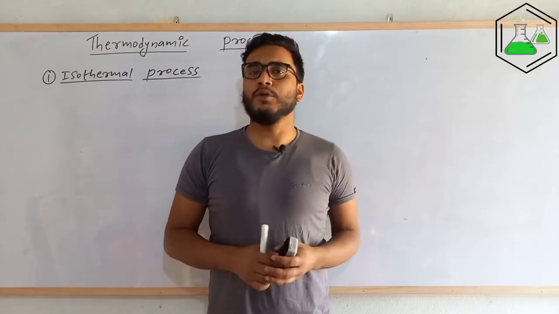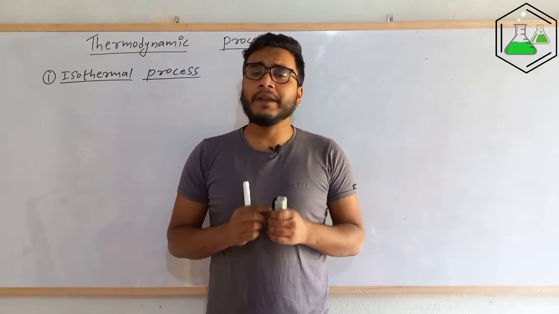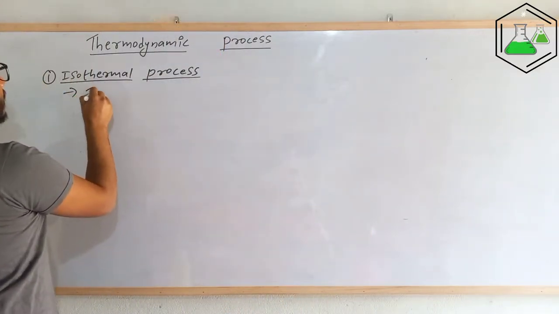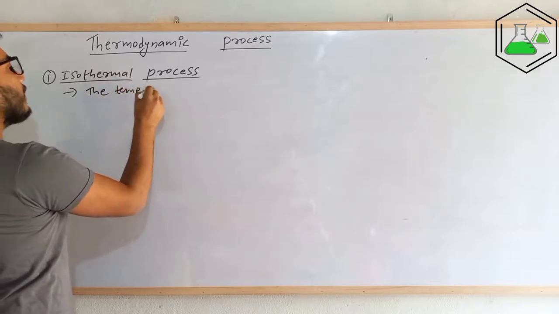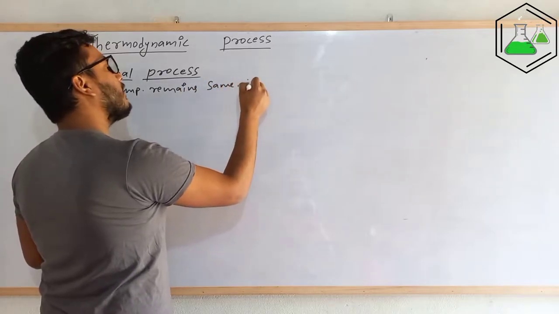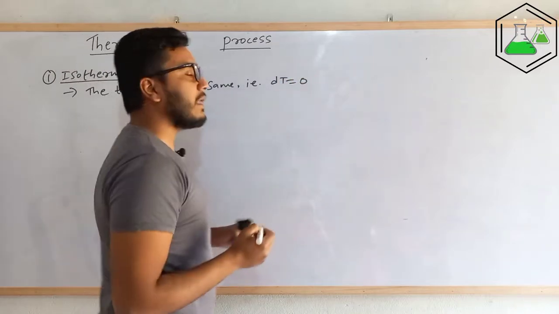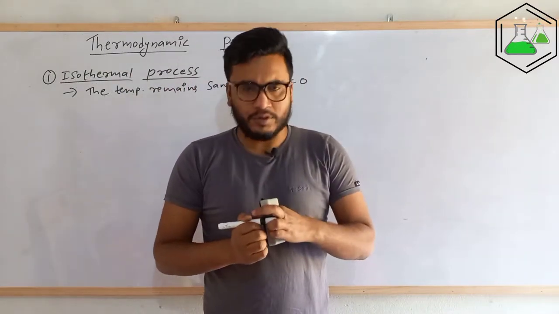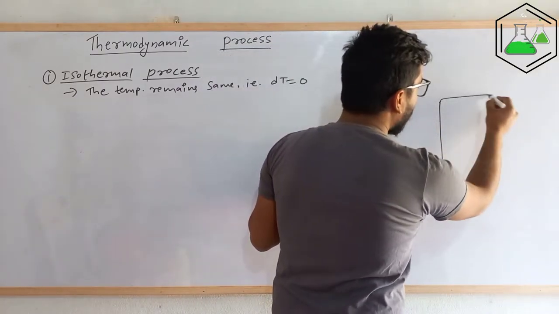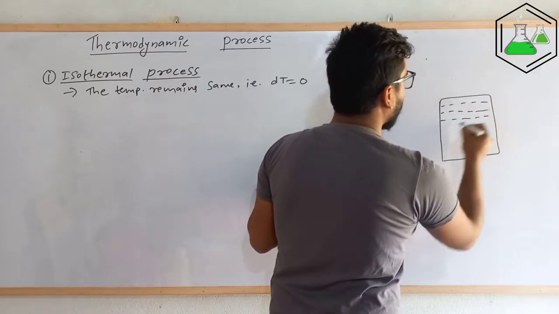Isothermal process is the process in which the temperature of the system remains constant. That means the temperature does not change. Let me write that. The temperature remains same. That is dT is equal to zero. dT means change in temperature. And this type of process happens in a thermostat. Let us consider there is a thermostat in which the substance is put. This is the system, okay?